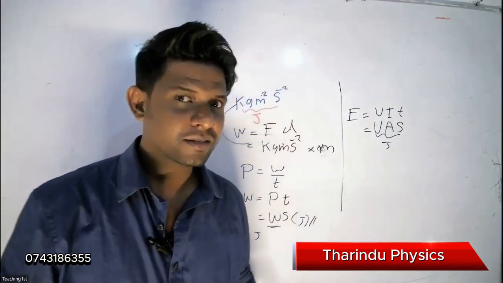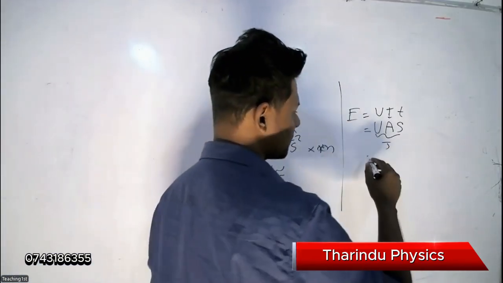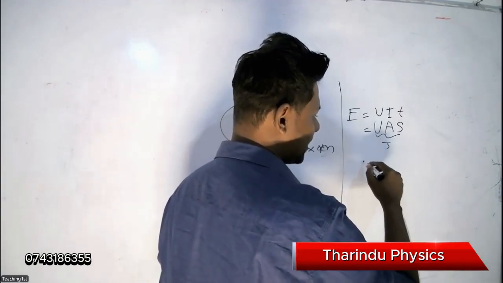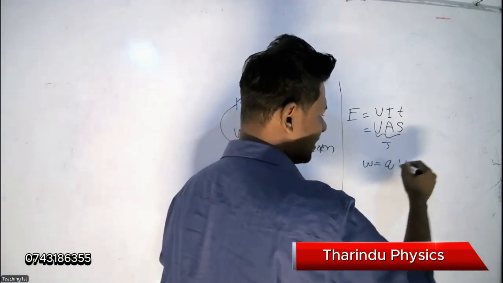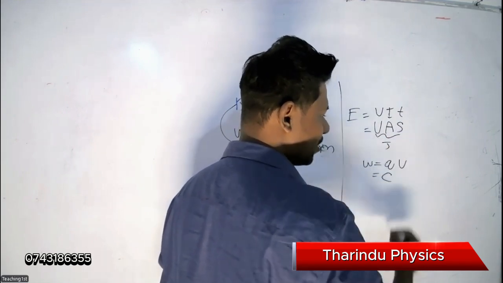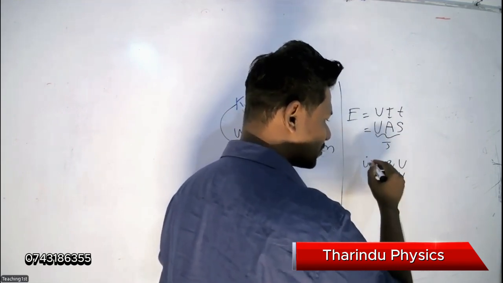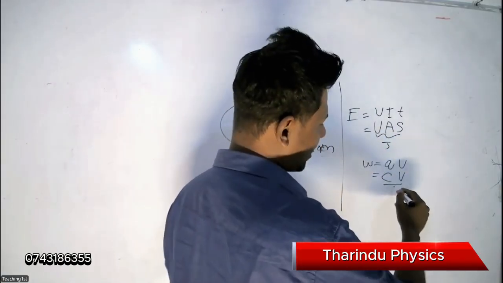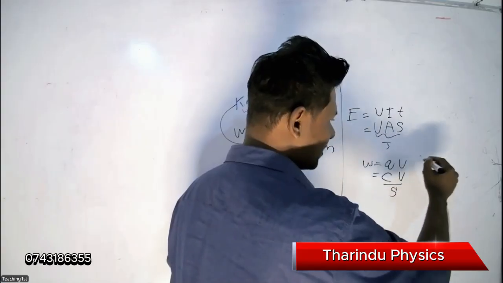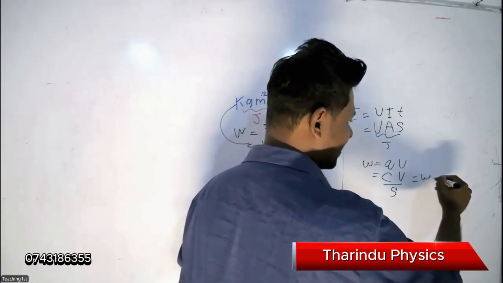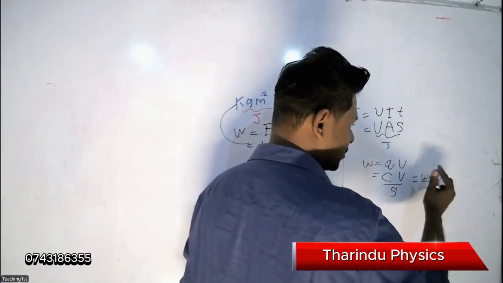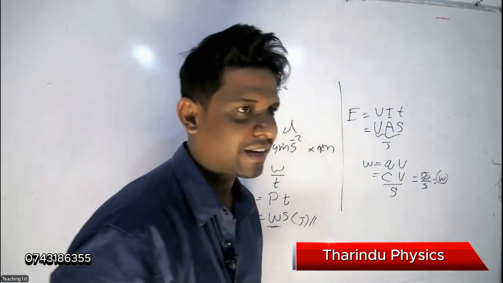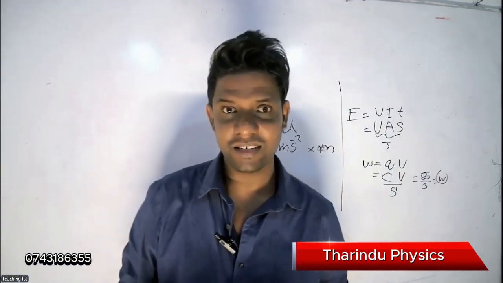Now the next one, CV s minus 1. What is that CV? W is equal to QV. Let's substitute the units. C for coulombs and V for volts, so it is also energy. When you divide that by s minus 1, it means you have to divide it by time. So technically that is joules per second, that means what? That is a different unit. The fifth one is the answer.